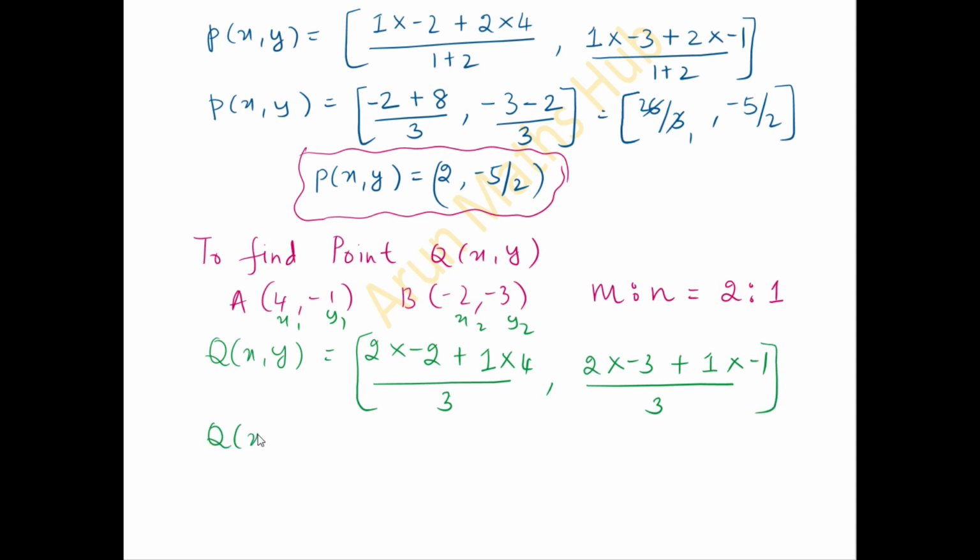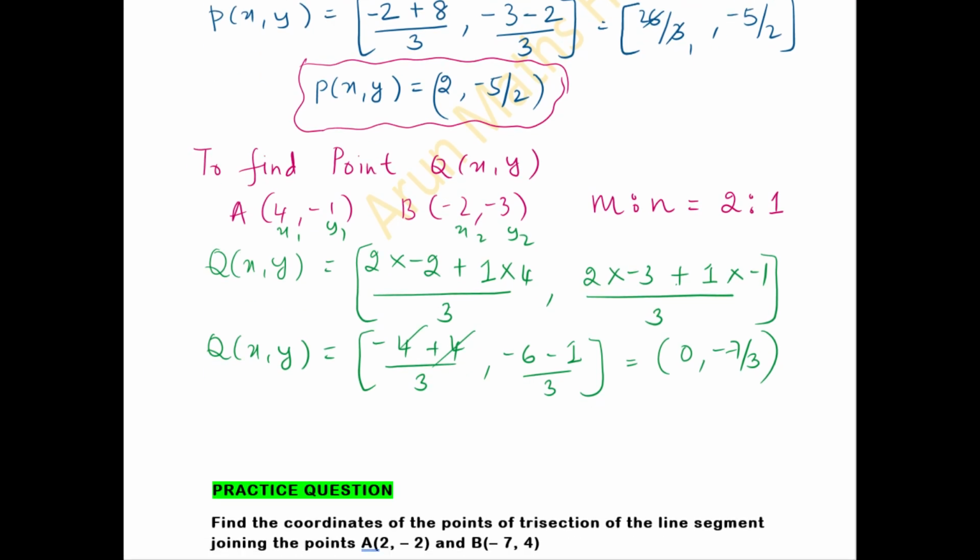Now Q of x comma y equals plus into minus minus, 2 2s are 4 plus 1 into 4 is 4, divided by 3, comma 2 into 3 is 6 plus into minus minus, again plus into minus minus, 1 1s are 1 whole divided by 3. Now plus 4 minus 4 will cancel out. We get 0, 0 divided by 3 is 0, minus 6 minus 1 is minus 7 by 3.